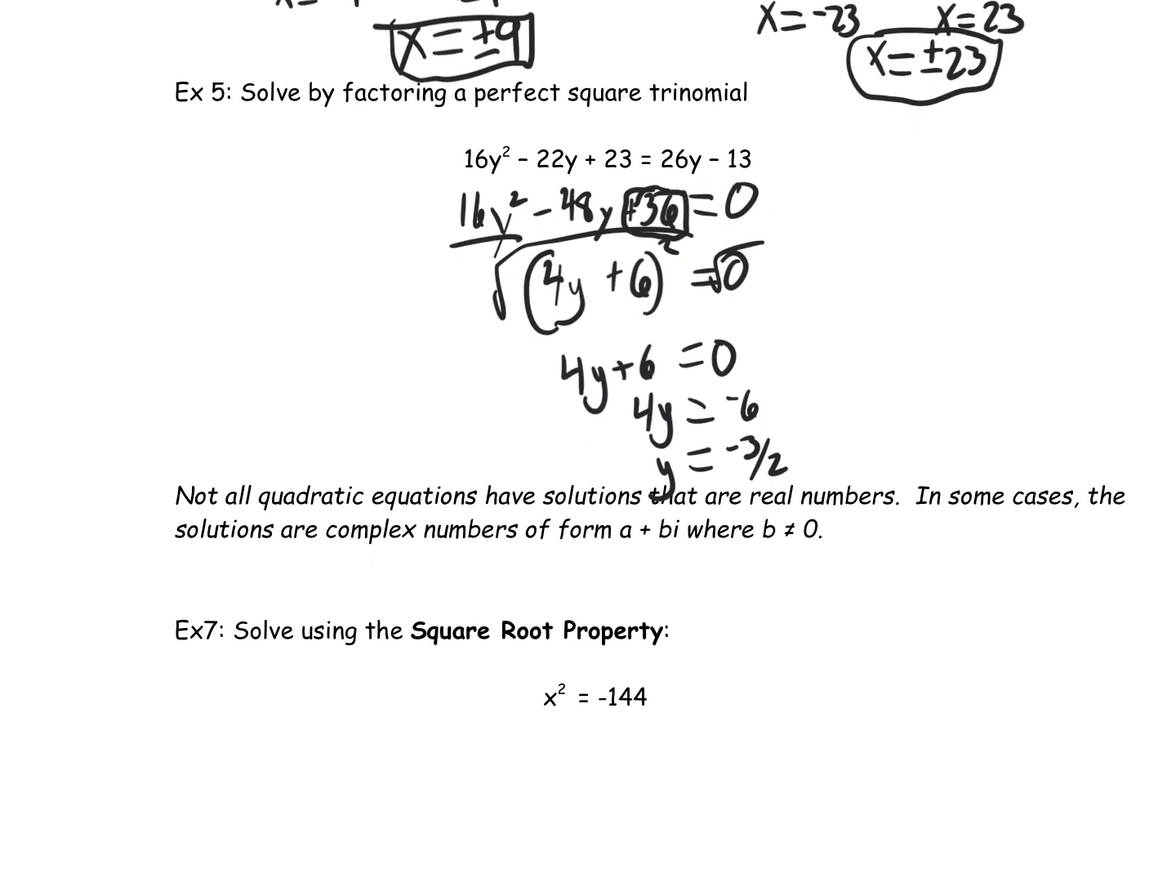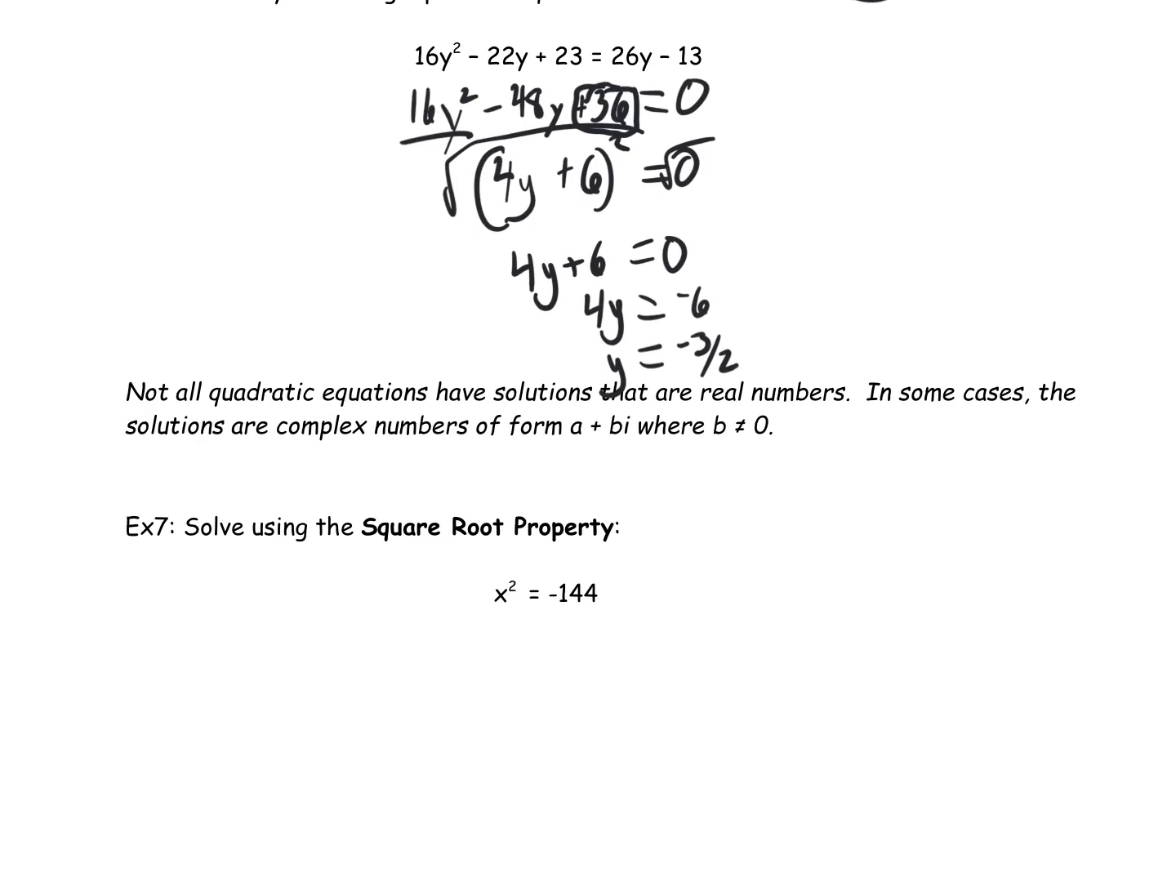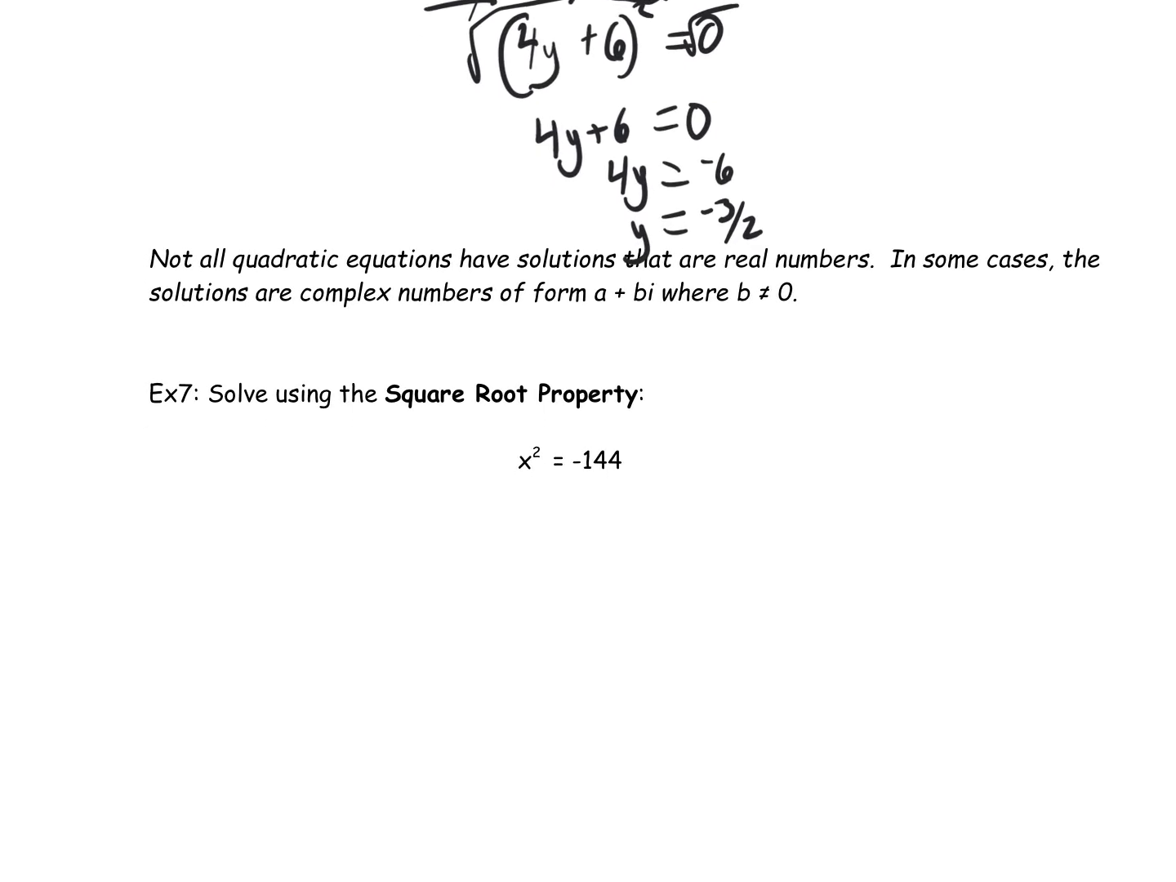We'll use that quite a bit in the next lesson, so hopefully you're catching on to that. Now, here's what we've got to be careful with. Not all the time will we have solutions that are real numbers. In some cases, those solutions are complex numbers. Remember, we have a real part and an imaginary part, just like we learned last unit.